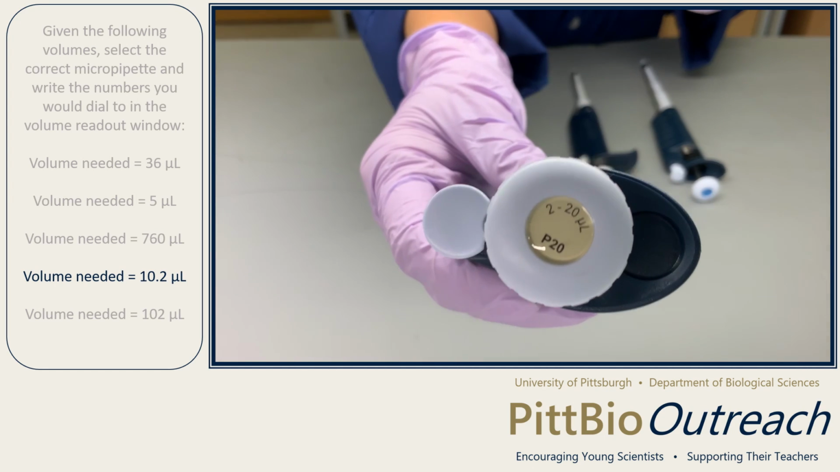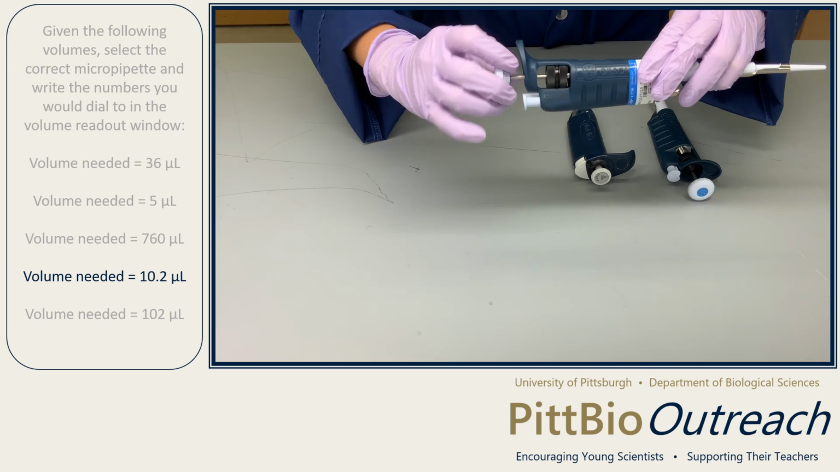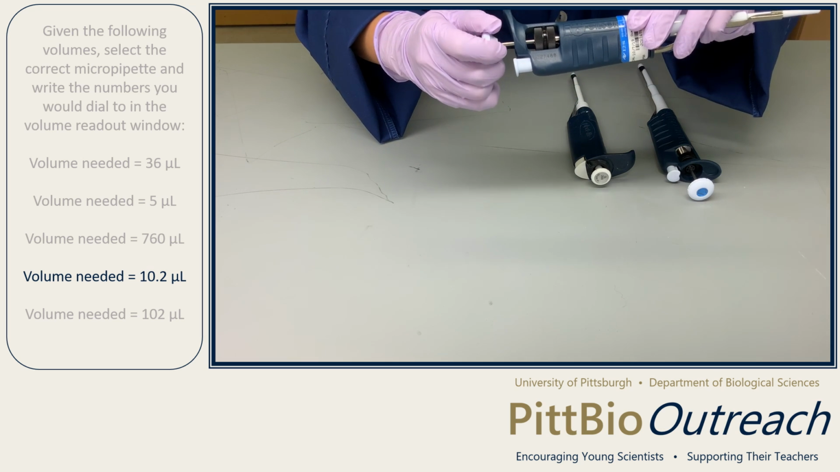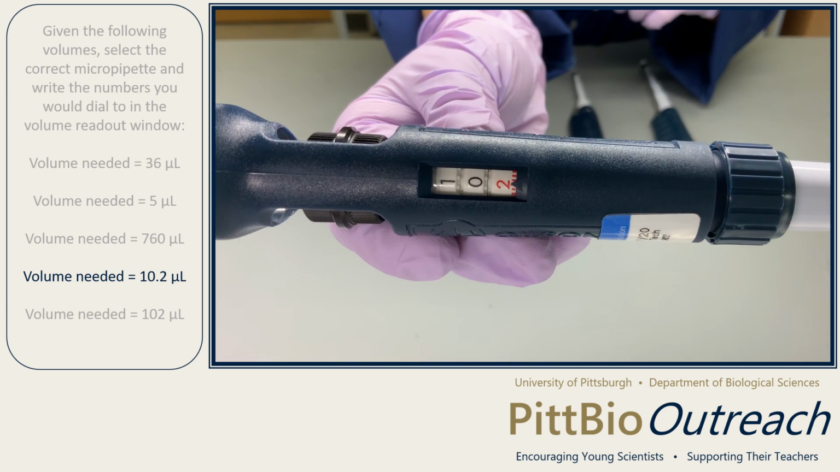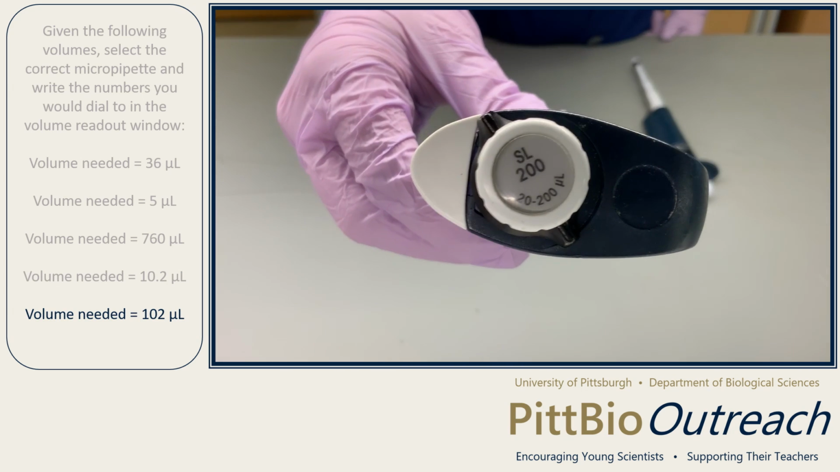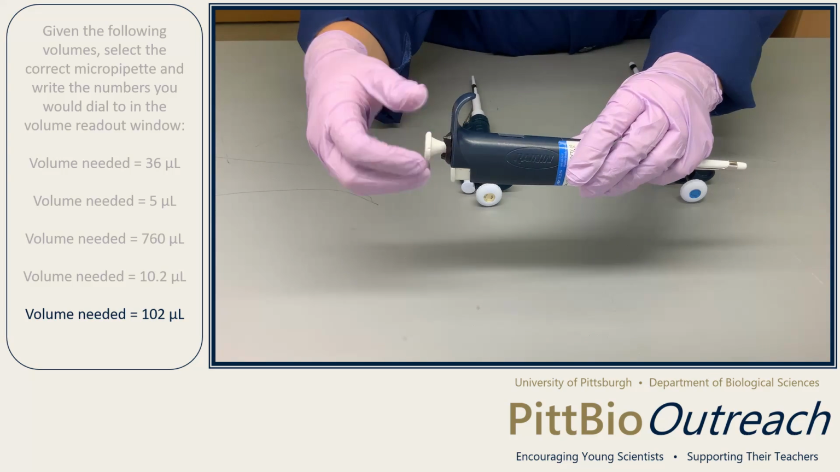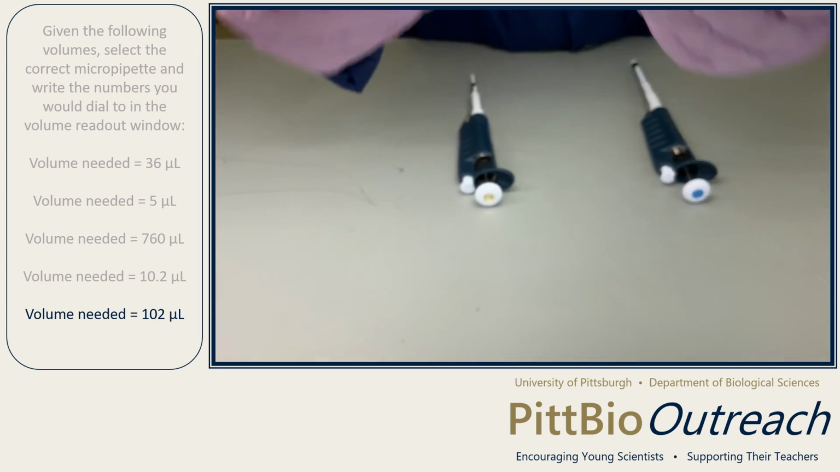Step 4. Volume needed, 10.2 microliters. Micropipette used, P20. Volume window, 102. Step 5. Volume needed, 102 microliters. Micropipette used, P200. Volume window, 102.